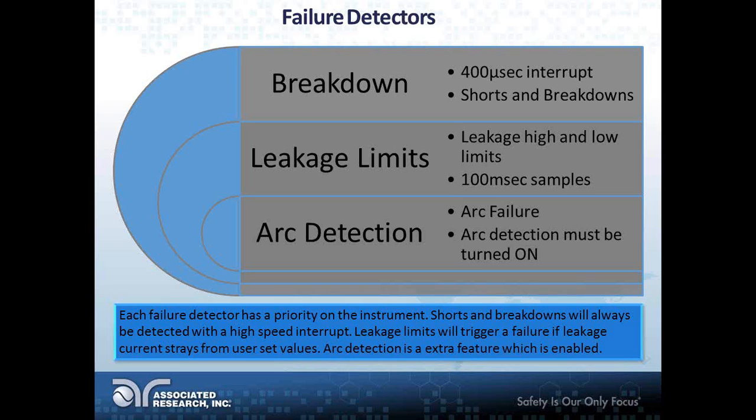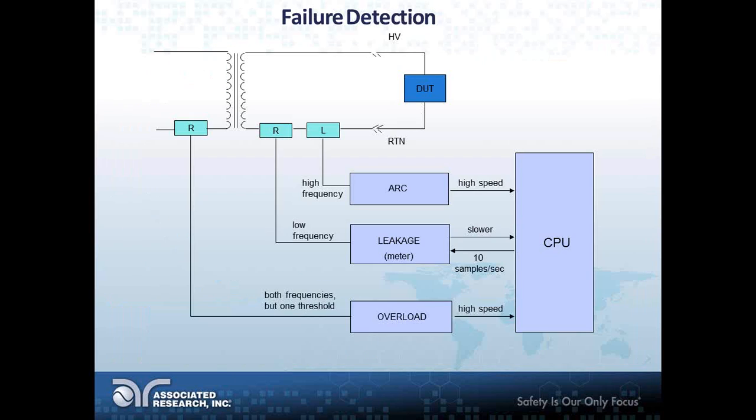So each failure detector has a priority on the instrument, meaning that the shorts and breakdowns will always be detected with a high-speed interrupt. Leakage limits will trigger a failure if leakage current strays from the user set values, again, the high and low limits. Arc detection is the extra feature which can be enabled or disabled depending on what the user or manufacturer is trying to understand. If you want extra information about your product installation, arc detection is a good feature to use. But again, arc detection is not an exact science, so the results may vary depending on many different factors.